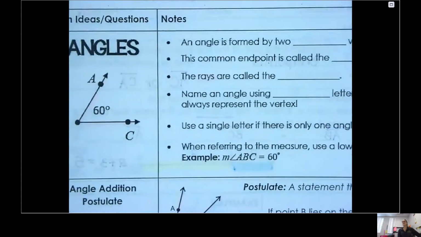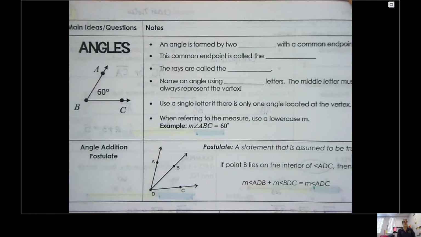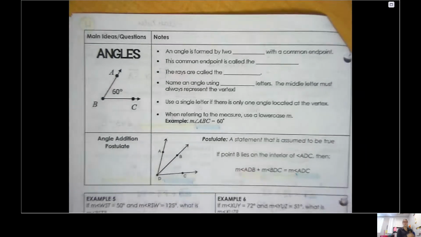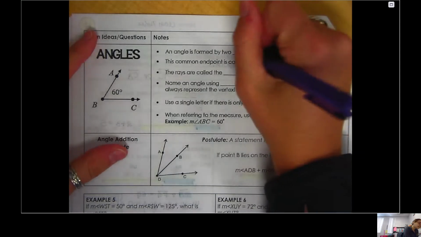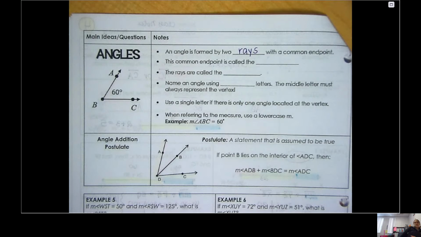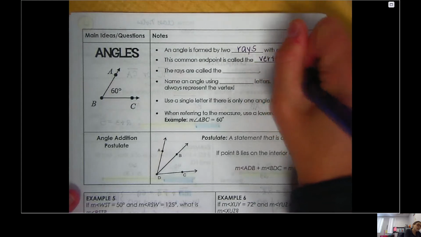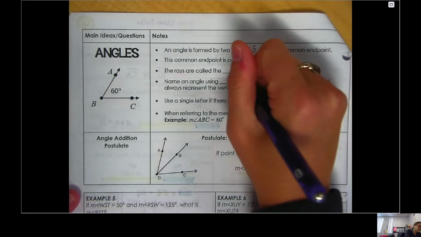All right, we're hustling. Now, on the back side, it's still the same idea, except this time instead of segments, we're going to talk about angles. It's the exact same idea, though. You know what an angle is. You've seen an angle before, I really hope. An angle is formed by two rays with a common endpoint. This common endpoint is called the vertex. And the rays are called the sides.